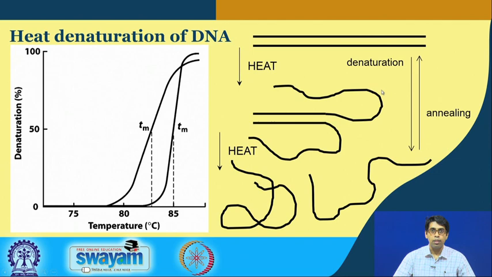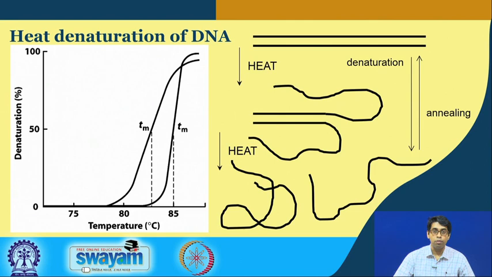and formation of the hydrogen bonds and the double helical structure upon cooling down the solution is called annealing of the DNA molecule. So it can be a reversible process, and this denaturation and annealing also depends on the length and composition of the DNA, because in the previous slide we saw that GC pairs form 3 hydrogen bonds, whereas AT pairs form 2 hydrogen bonds.